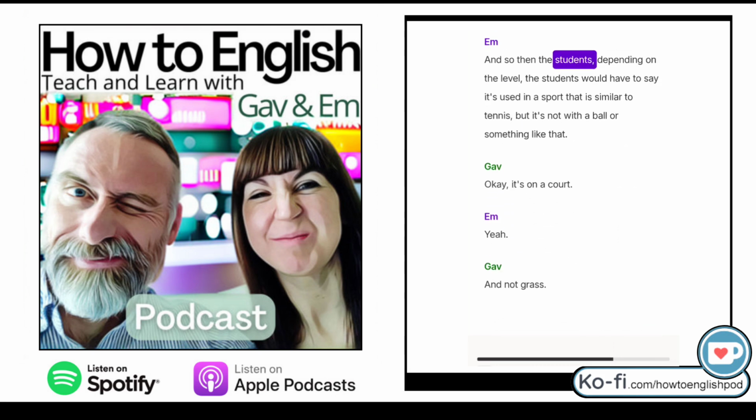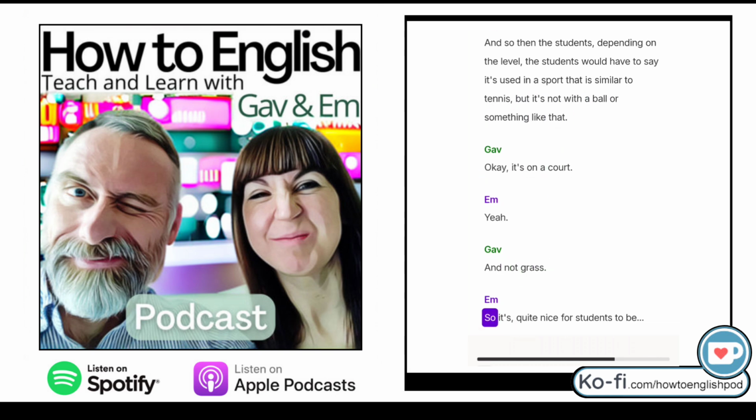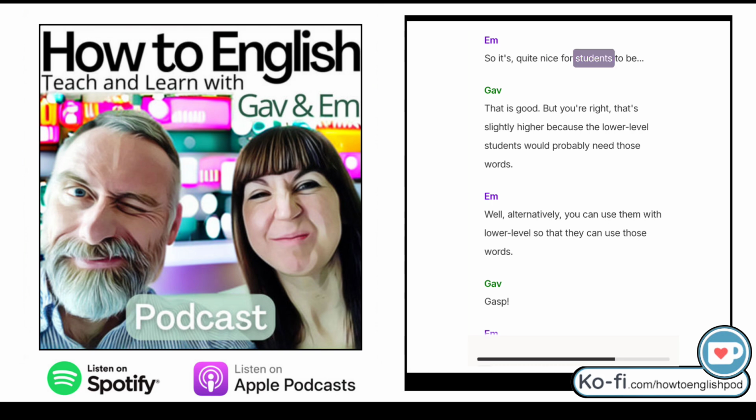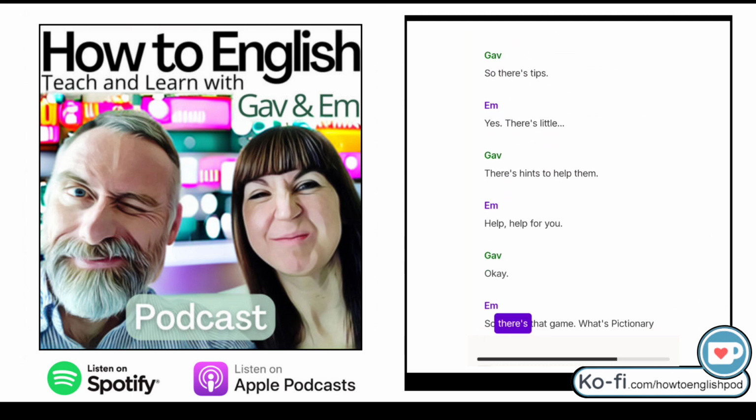So then the students, depending on the level, would have to say it's used in a sport that is similar to tennis, but it's not with a ball or something like that. It's on a court and not grass. That is good. But you're right, that's slightly higher, because the lower level students would probably need those words. Alternatively, you can use them with lower levels so that they can use those words. So there are little hints to help them.